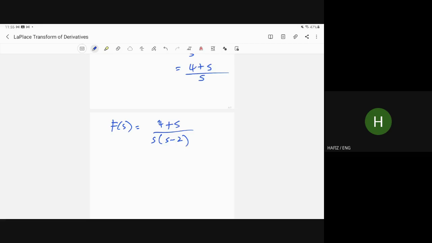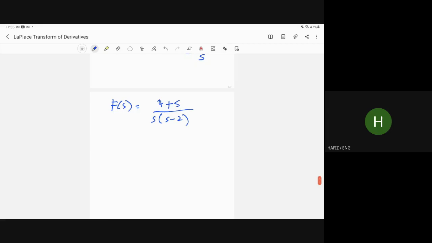Okay. But today I will show you a shortcut for partial fractions. But depending on the situation, in this situation you can use it because there's no repetition of roots.